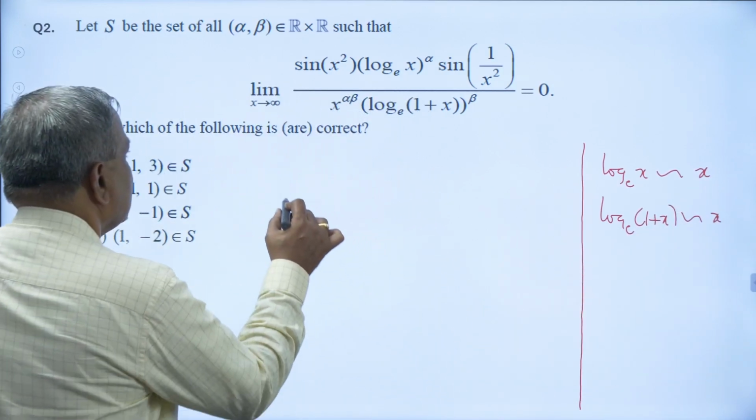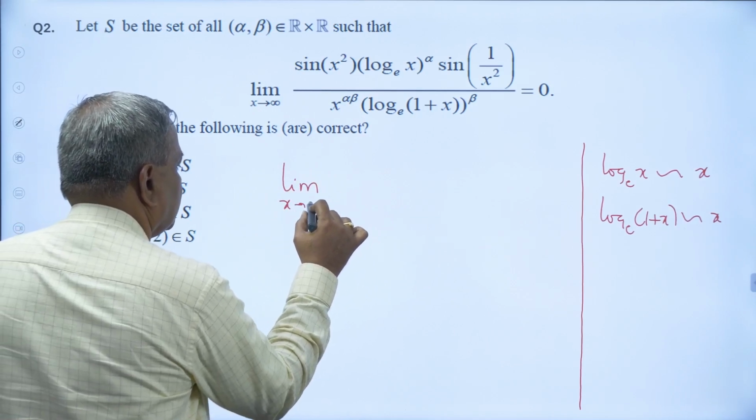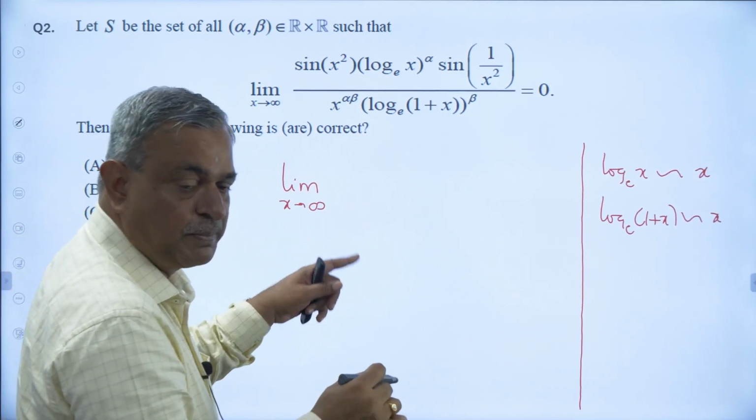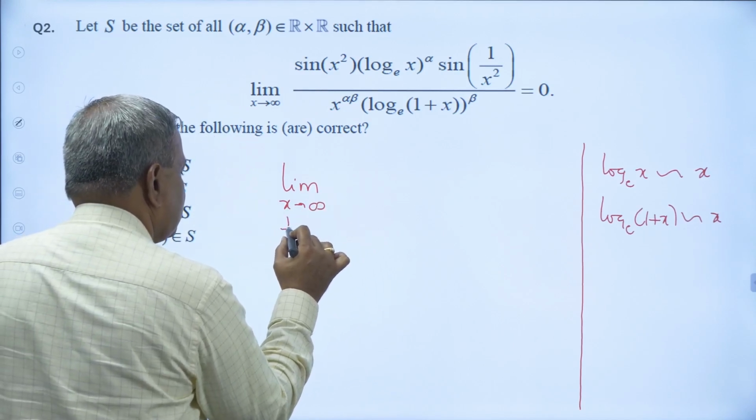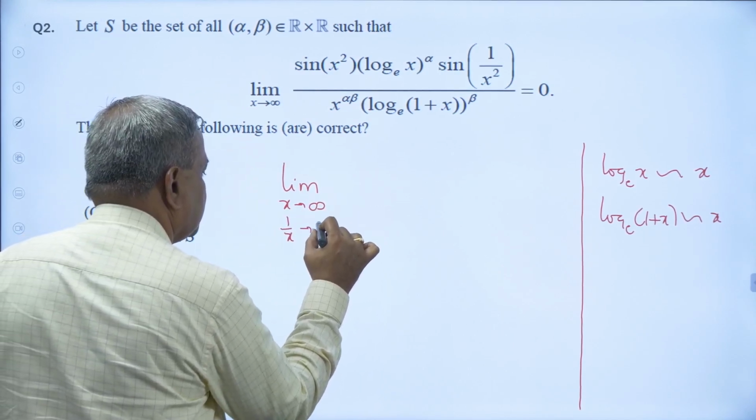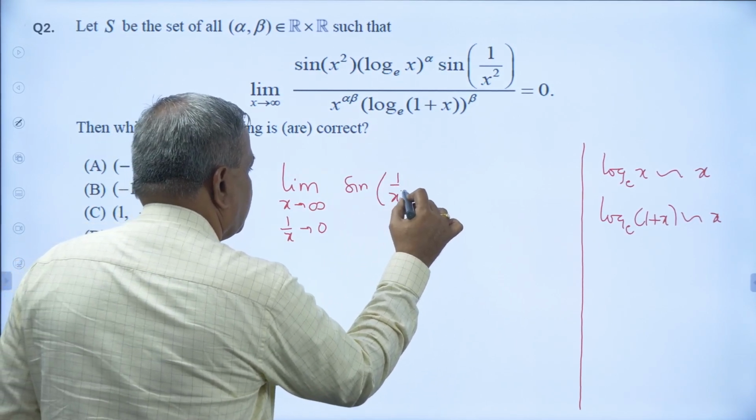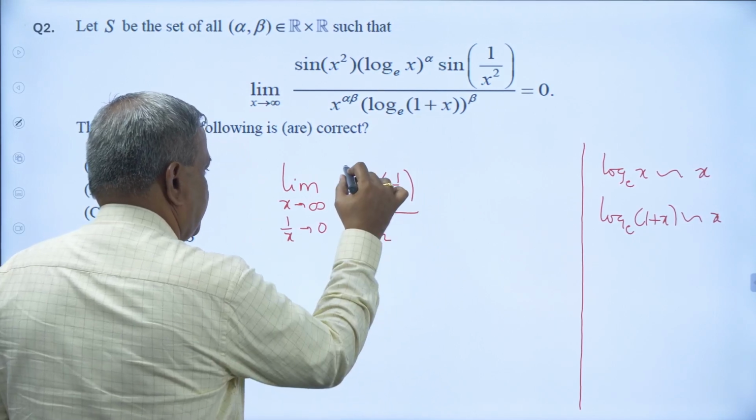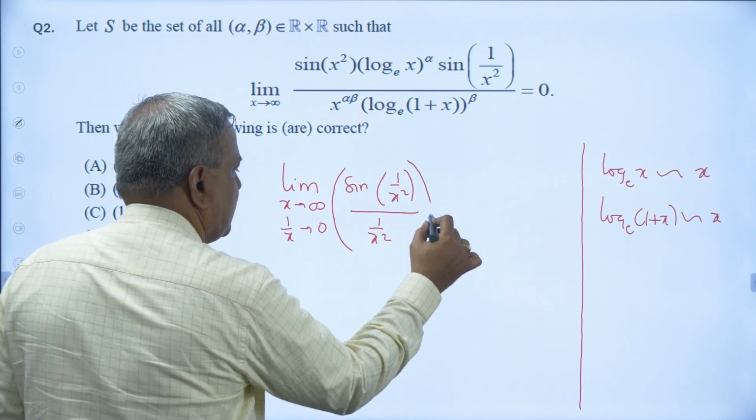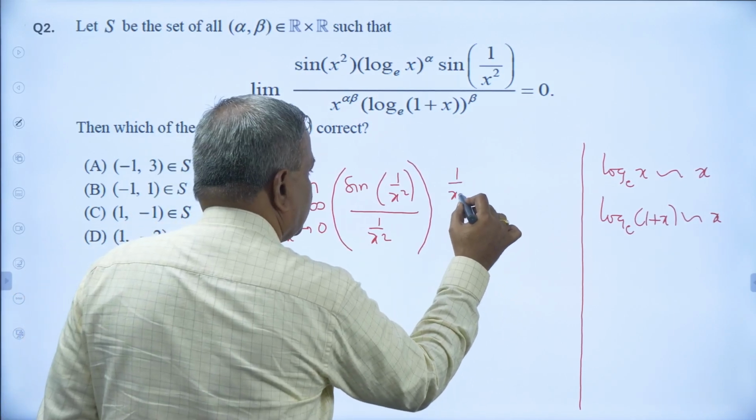Now, limit extending to infinity. That's why they gave an interval, not a particular value. Extending to infinity means 1 by x tending to 0. So you need the standard limit sin of 1 by x square by 1 by x square. You bring it into the standard limit, so you get 1 by x square in the numerator.